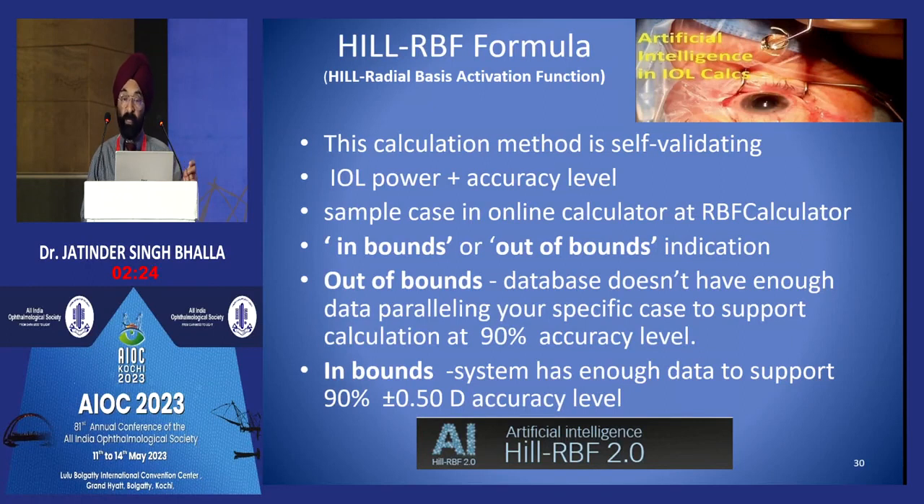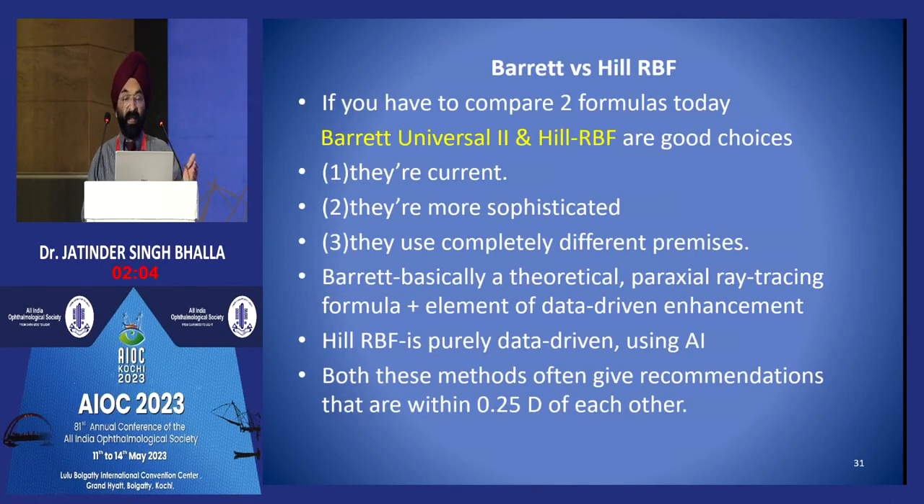The Hill RBF formula not only gives us the IOL power, it also tells us the accuracy level, whether it is in bound or out of bound. That means whether your patient data parallels the data in the database of this Hill RBF, that means it is in bound, otherwise it is indicated as out of bound by red dots. If we compare Barrett and Hill RBF, both are good choices.